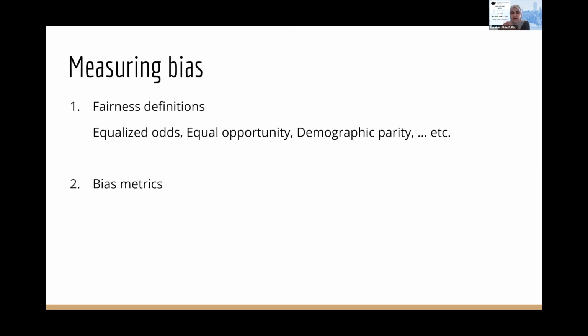I believe it's worth mentioning why we don't really need to go that way. First, about fairness definitions, the first drawback is that you can't really satisfy more than one definition.